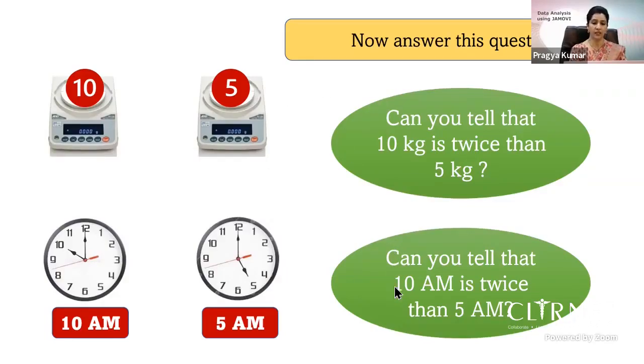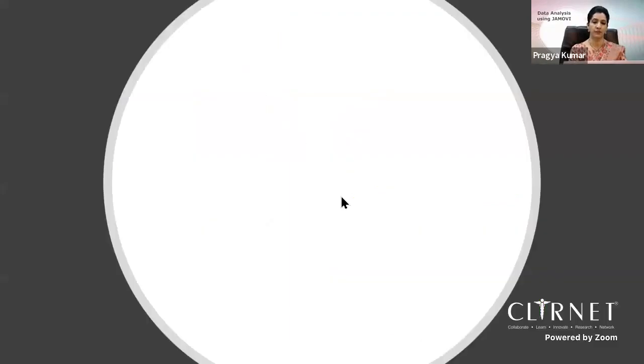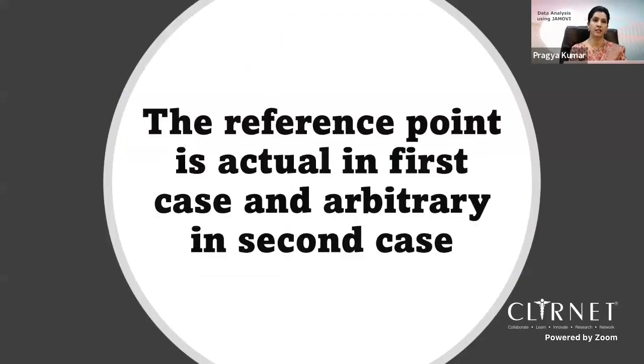But can you say that 10 a.m. is twice the 5 a.m.? No, the answer is no, because 10 a.m. is not twice the 5 a.m. So that's why this is an interval scale and this is a ratio scale, because you can state the ratio as a comparison to absolute zero. The reference point is actual in the first case, which is the weight, whereas it is arbitrary in the second case, which is the time. So this is the concept of nominal, ordinal, interval, and ratio.